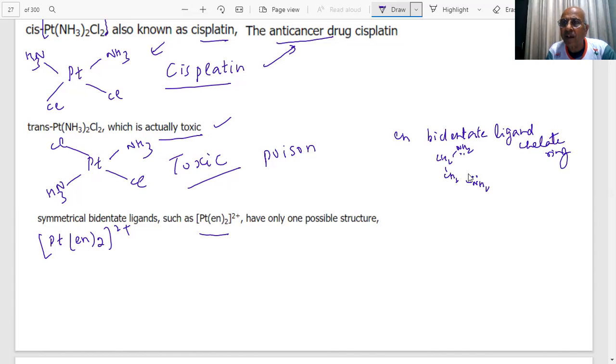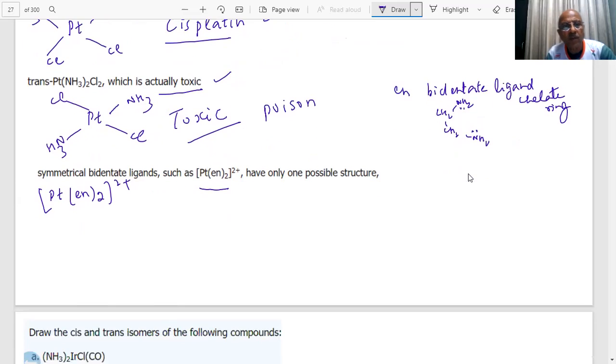Can I write the isomers of this? Yes or no? That's all. Can it have cis or trans, or no? That is the question. If I write this complex as square planar, how will it look, students? I have platinum. How do I write the short form of this? en, another en. This is the short form. Can it have a geometrical isomer? Tell me. Here is en.